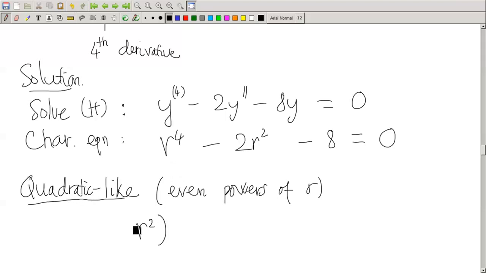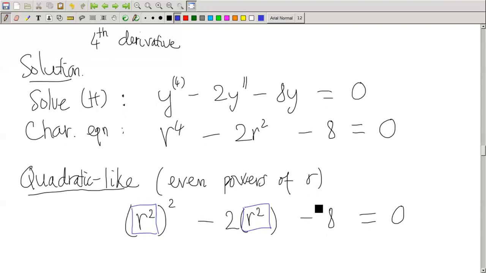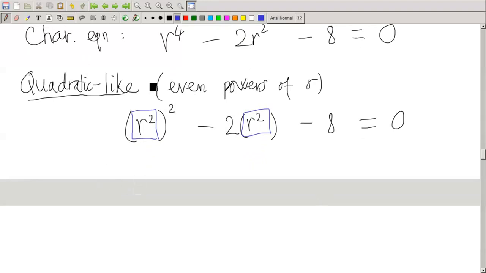r squared squared, and then we have r squared squared minus 2 times r squared minus 8 equals 0. So if we think of r squared as just a single quantity, then it has the quadratic format, because this quantity squared minus 2 times the quantity, and then minus 8 equals 0. So we might try to factor this.